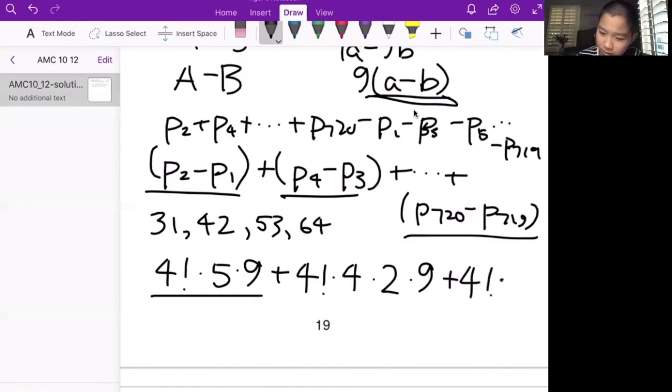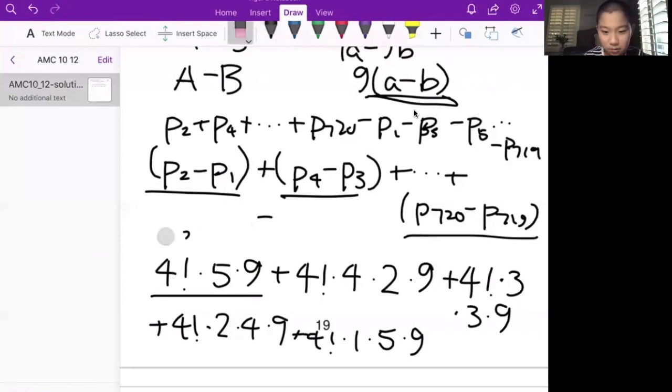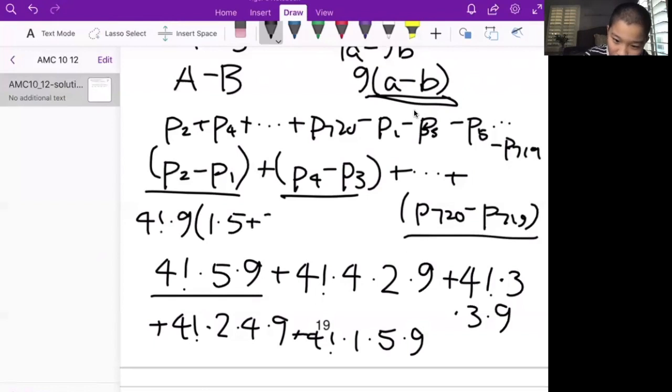4 factorial times 3 times 3 times 9, plus 4 factorial times 2 times 4 times 9, plus 4 factorial times 1 times 5 times 9. So you can see that this whole thing is just 4 factorial times 9 times all this stuff.